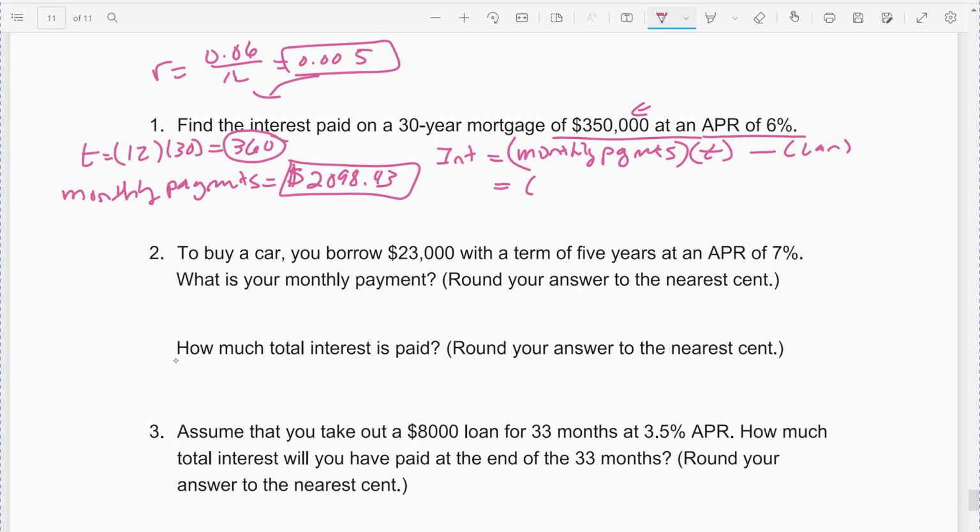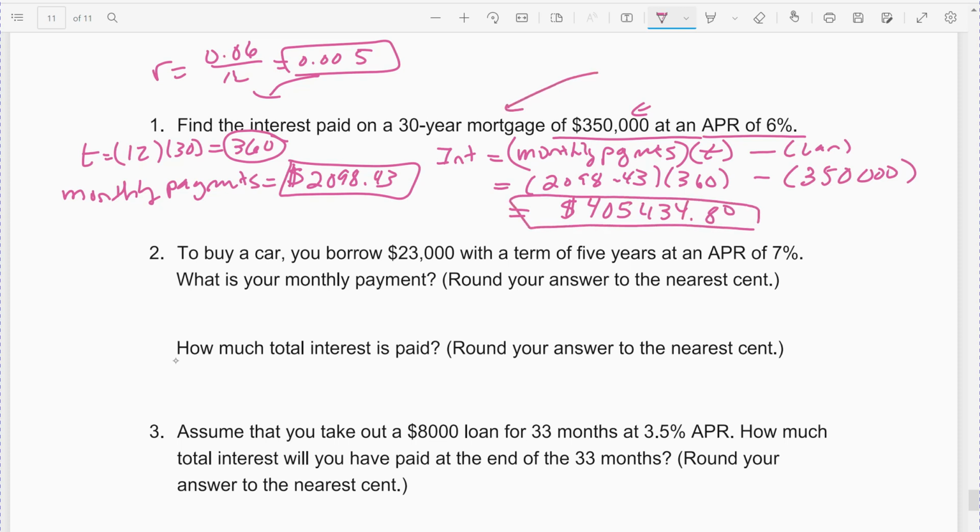So you're going to take your monthly payments, $2,098.43. You're going to pay that 360 times. That's how much you end up paying on your loan. You subtract the loan, which is $350,000, and the extra is the interest, and this actually comes out to quite a lot. It's actually more than double the original amount. Which again is typical for a 30-year mortgage of that large of amount.